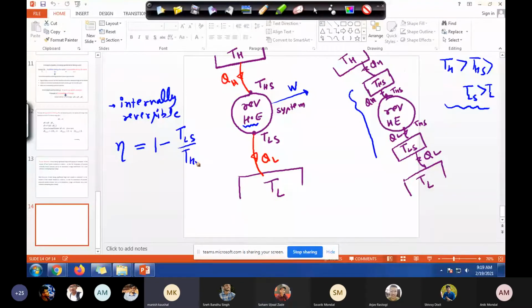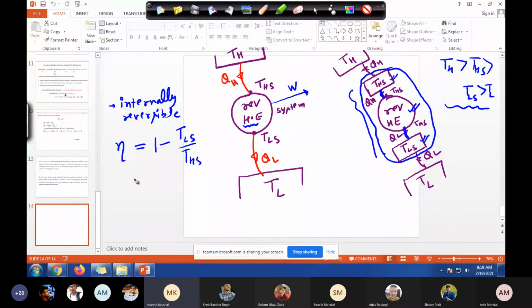Because this part is still completely reversible. Why? Because my engine is reversible. I have replaced this local THS with a contact with an imaginary heat reservoir, which I can do, no problem. So since this heat transfer is reversible, it is fine. I can write 1 minus TLS by THS.